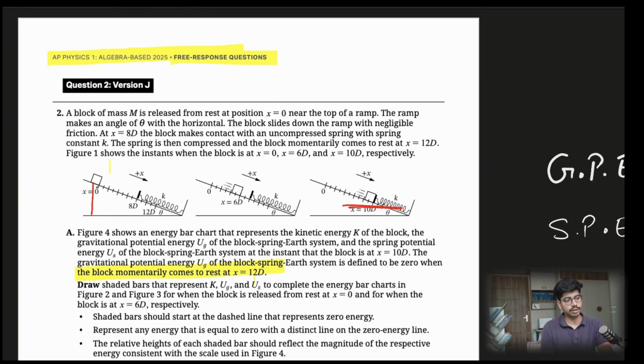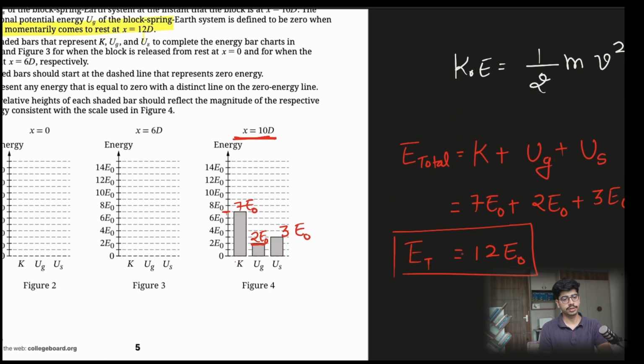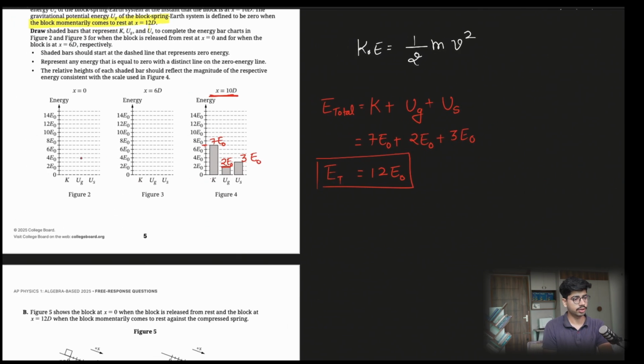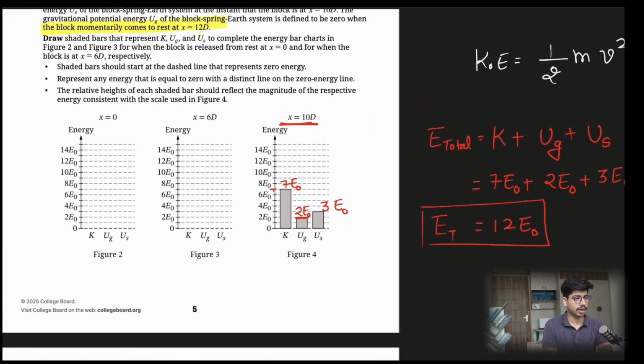Now, so all the total energy is due to the gravitational potential energy. So the total energy is 12 E naught. So it is also 12 E naught, and you have to make that bar here. So this is the potential energy that we have.